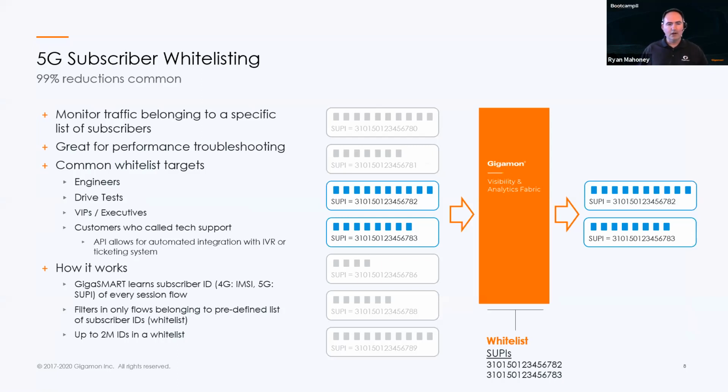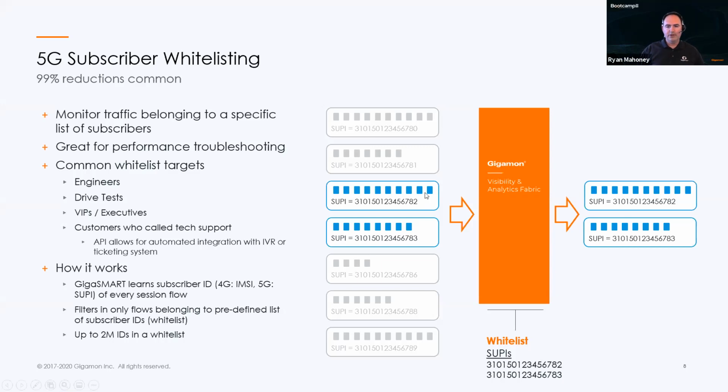So whitelisting, it's fairly simple to understand. You, as the user of the Gigamon fabric, would provide a list of subscribers. In the 4G world, you would provide a list of IMSIs. For 5G, the IMSI equivalent is called the SUPI, but it's effectively the exact same type of data element as an IMSI. You provide a whitelist. We can have up to, I think, 2 million IDs in a whitelist.